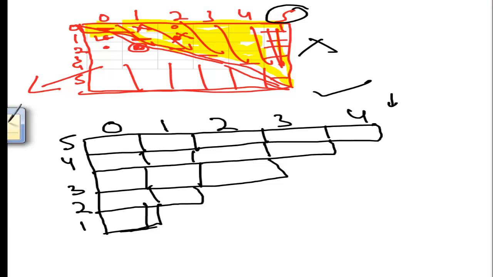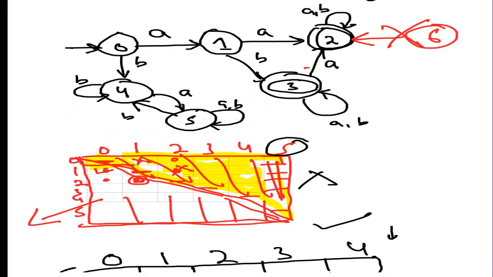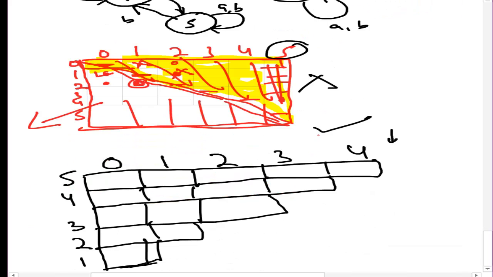How we do that is we first use our basis. Now what is our basis for Moore's or the table filling algorithm? It is that if one state is final and the other state is not final, they are distinguishable, right? If you look at the top, we have 2 and 3 as our final states. So 2 versus all non-final states, or 3 versus all non-final states, have to be marked.